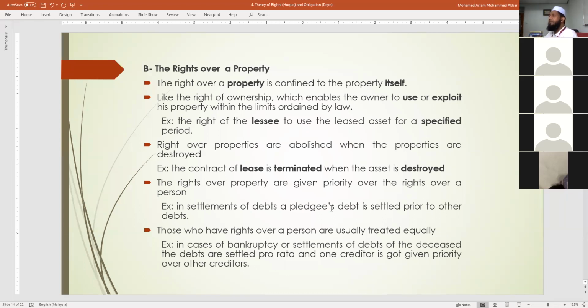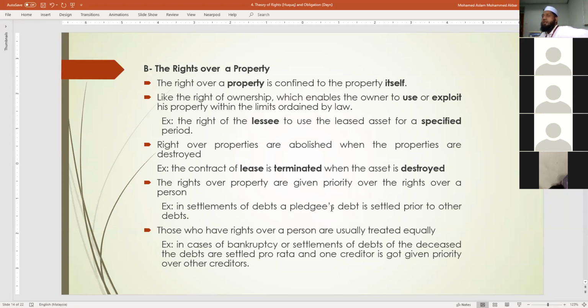At the same time, there are also a few things that I cannot do with this property. I cannot abuse this property. I cannot destroy this property without any purpose. I have to maintain this property, right? So if you have a house, it's a kind of property, of course, and then you need to take care of that house, and maintenance of the house comes under the rights over property.